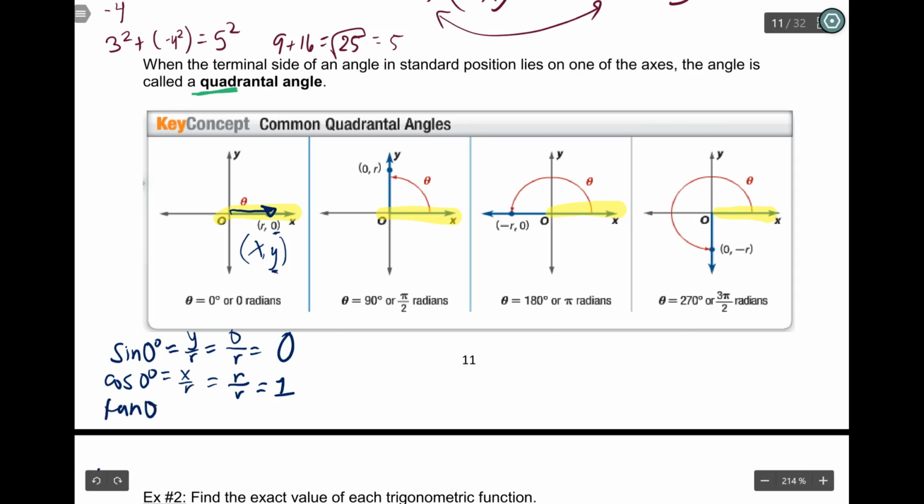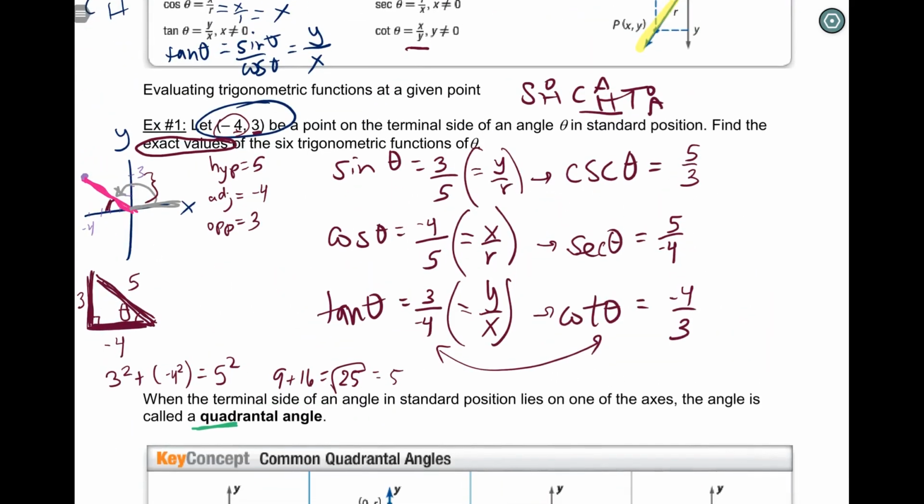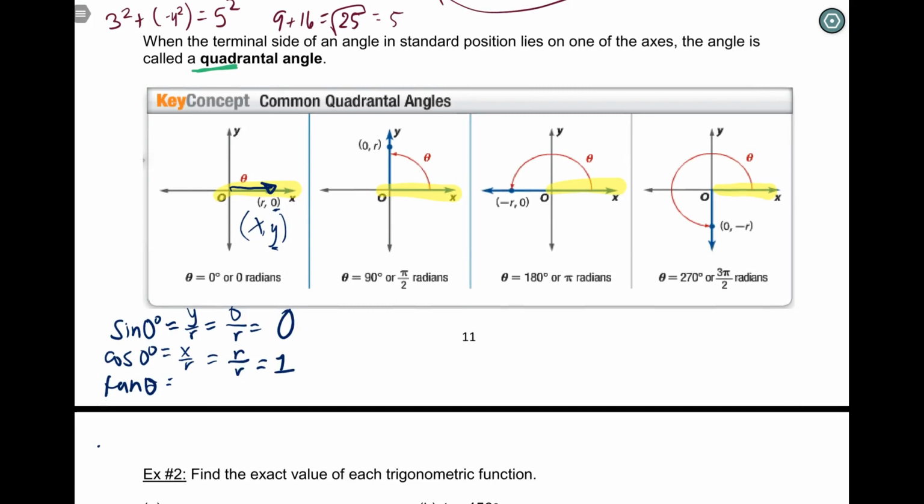Tangent of theta is going to be, we said it was y over x, or sine over cosine. So y over x, which is the same thing as saying sine over cosine. So the y value was 0. Remember, right here, the y value is 0. The x value is literally just our radius. So that's going to equal 0.